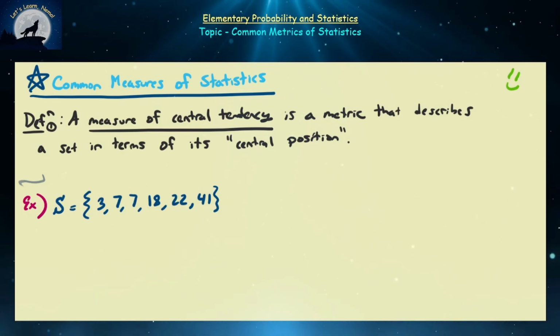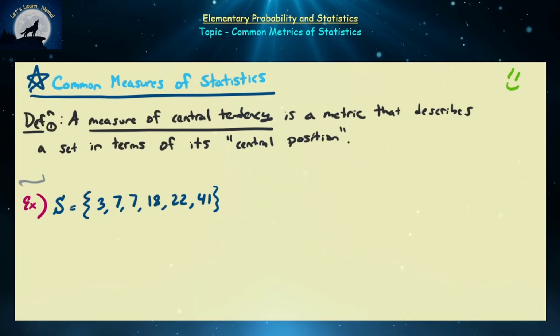Today we're going to be continuing our exploration of elementary statistics and discuss some very important metrics that are commonly used. There's going to be three different groups of metrics that we're going to discuss. The first group is going to be called the measures of central tendency, the second will be the measures of position, and then the third will be the measures of dispersion and variation.